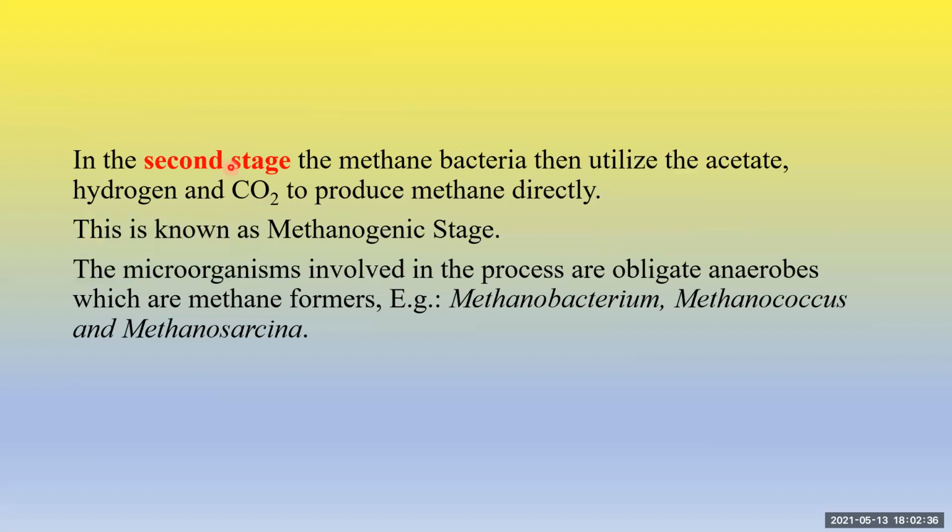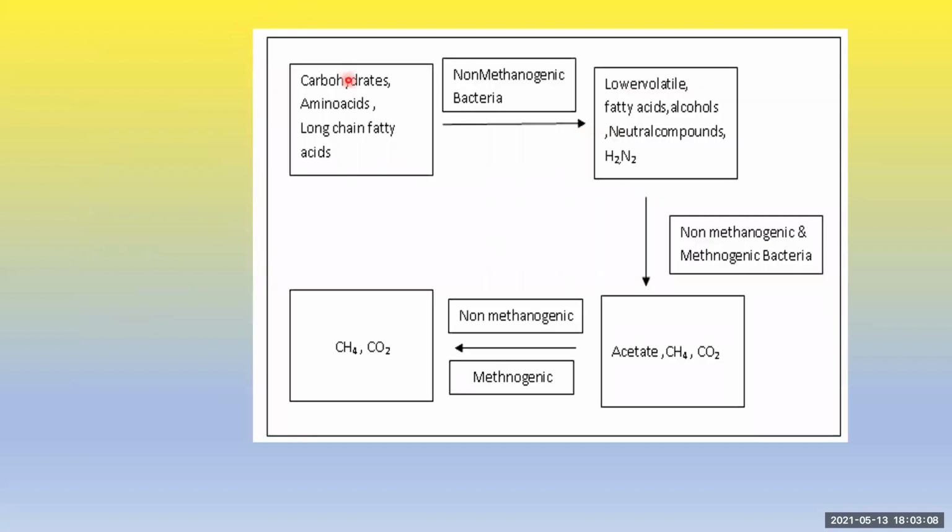Okay. So what happens in the second stage? The methane bacteria utilize the acetate, short chain fatty acids. They utilize hydrogen, they utilize CO2 and produce methane gas directly. So this stage is known as the methanogenic stage, the methane producing stage. Okay. The microorganisms that are involved in producing methane are obligate anaerobes, and they are methane formers like Methanobacterium, Methanococcus, Methanosarcina, and so on. Okay.